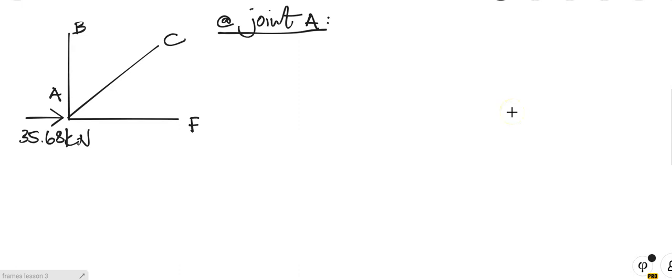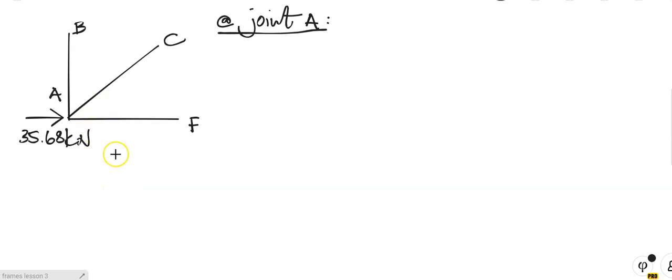Right, people, welcome back to the next lesson. I just completed joint B. I solved for members AB and BC. And I said at the end of the last lesson, I can now go to joint A because AB is done, and now we only have AC and AF as unknown, so now we can solve the joint.